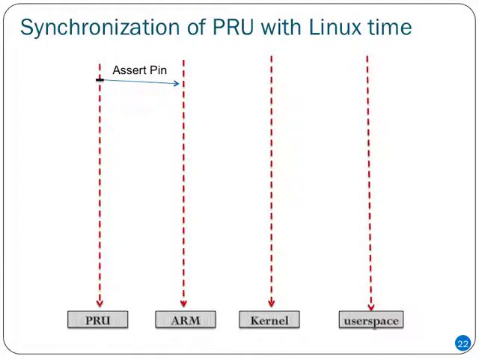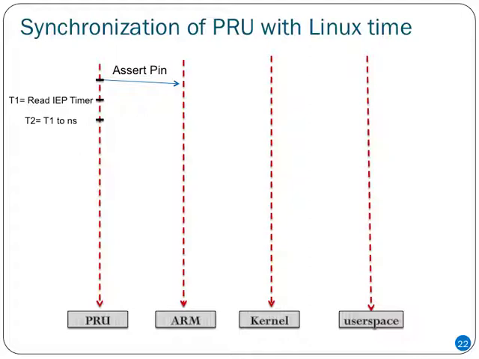I now assert the pin from the PRU side to the ARM side. The PRU will read the time. Of course, it's not accurate as it executes every 5 nanoseconds. So you already lose some time here. Then the PRU will convert this value to nanoseconds. As Fatima said, you are reading a counter value. So you need to map the counter value, deal with overflows, and map it to nanoseconds. Now the PRU is done.